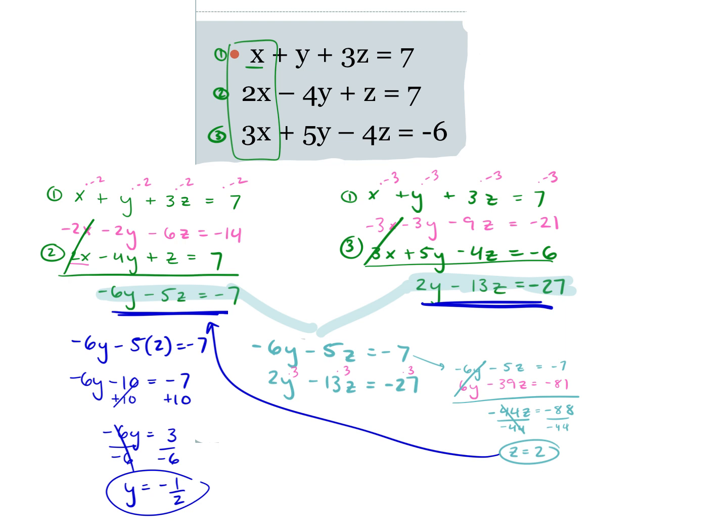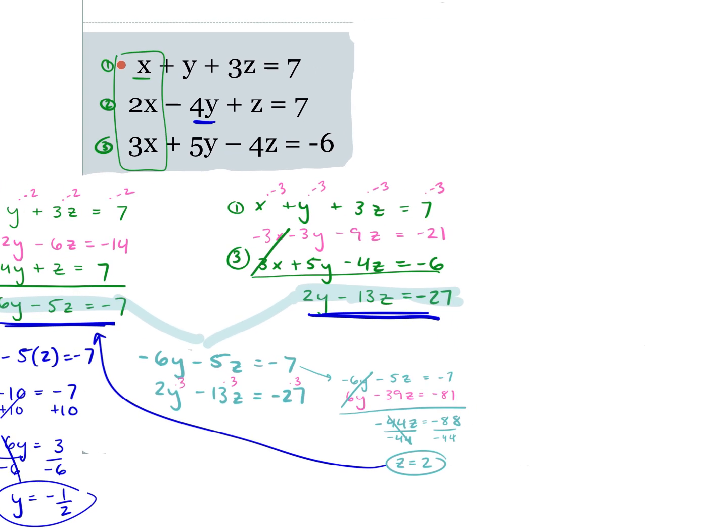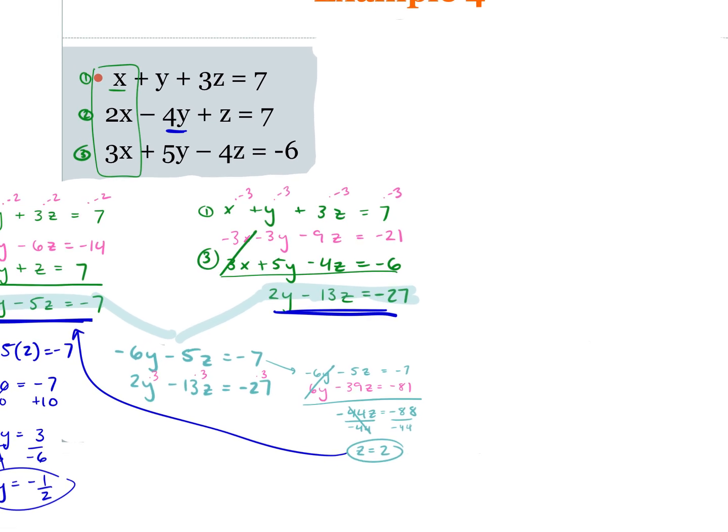Now that we have two answers, we can plug it into one of our original 3 equations. I think number 2 would be the easiest because looking at the fraction that we just found, y equals negative 1/2, if I multiply it by an even number, it's going to work out to be a whole number. So 2, I think, would be the easiest. If you want to plug it into 1 or 3, that's fine too. If you do the math correctly, you'll end up with the same answer. So I'm going to plug it into 2.